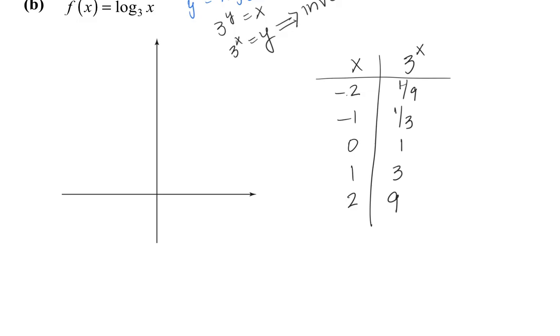Now let me get over here. Just to get you a few points on there, I'm going to graph my inverse first. So -2 and 1/9. -1 and 1/3. 0, 1. 1, 3. And 2, 9. So it's about right here.